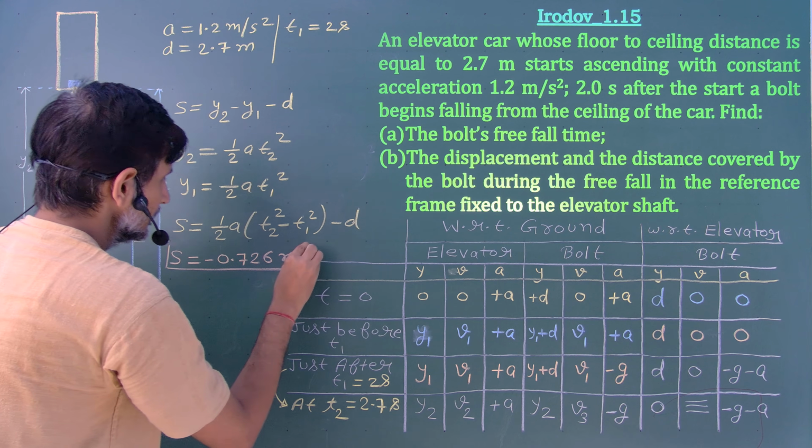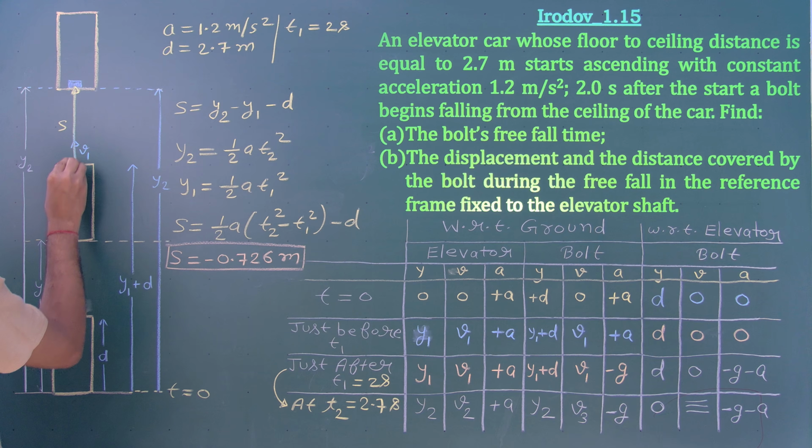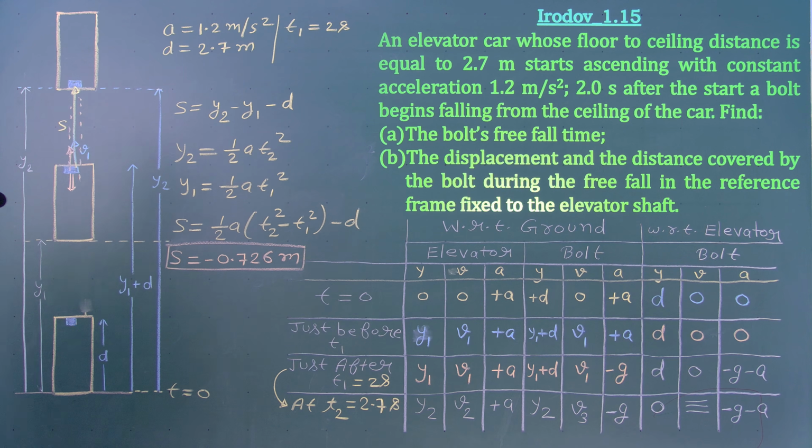So this displacement is negative. Now we have to calculate the distance. In this case, are displacement and distance different? Yes, it may be possible, because this bolt has initial velocity v1 but acceleration in the downward direction, so it will go up and come down. So we can calculate the velocity v1.